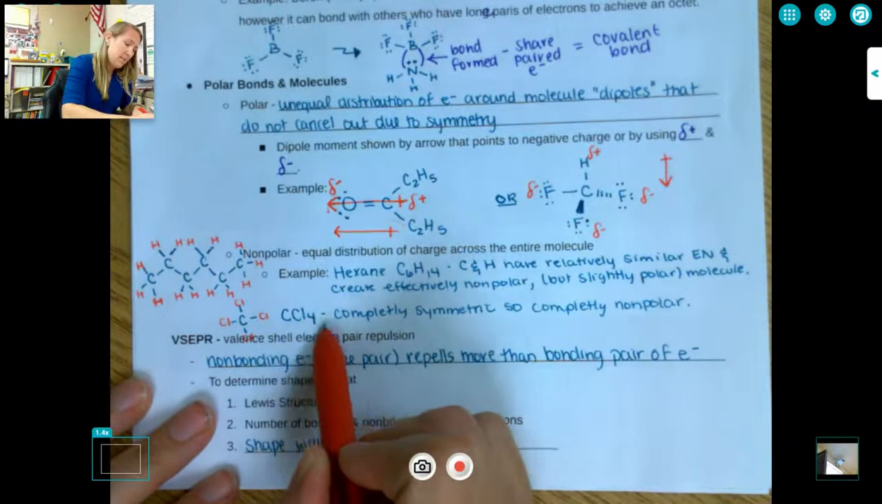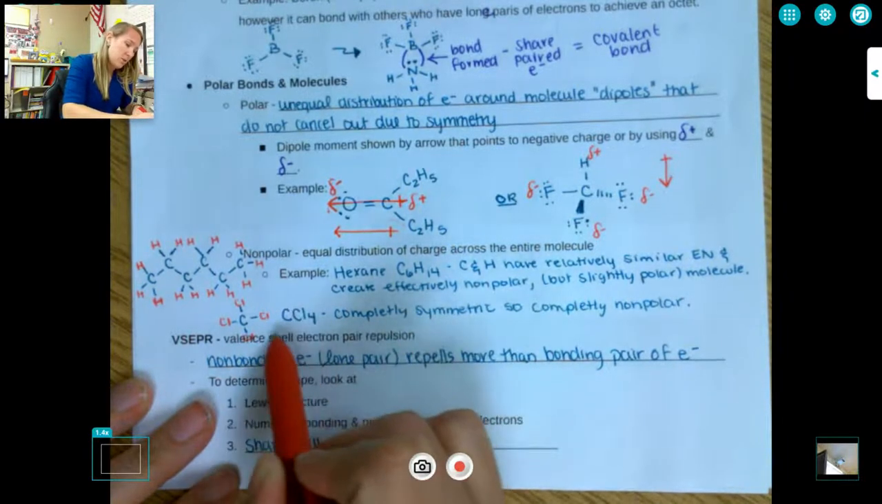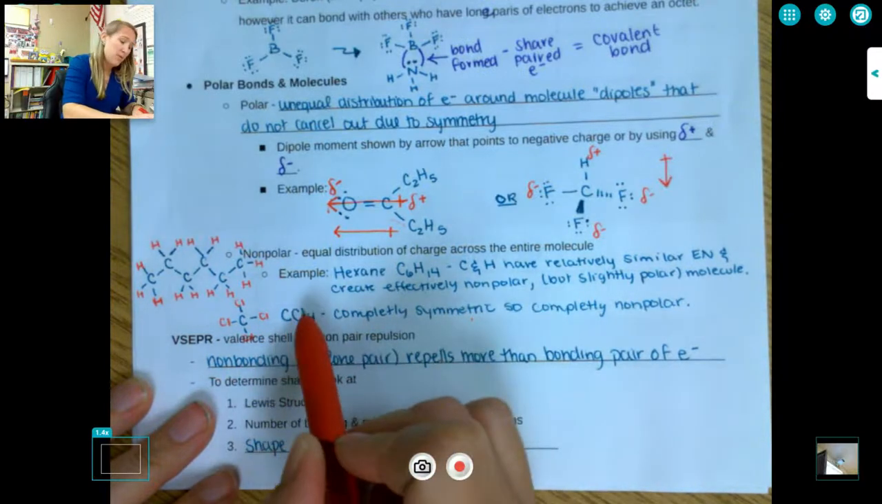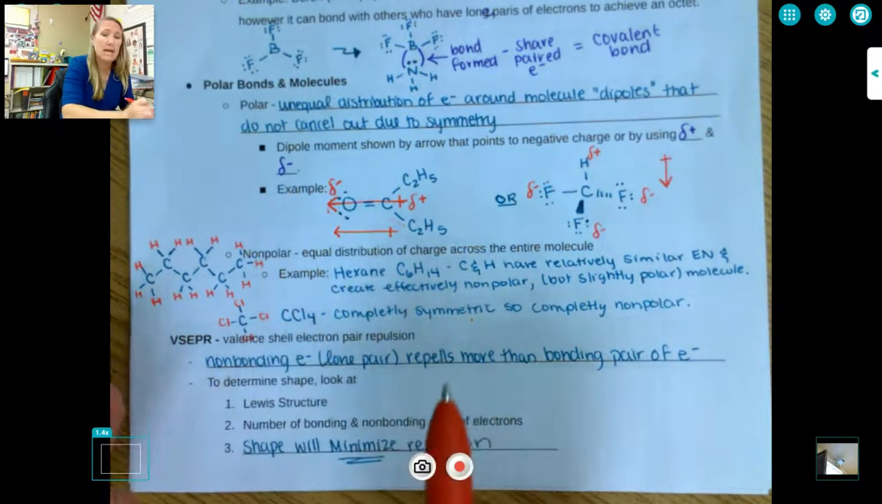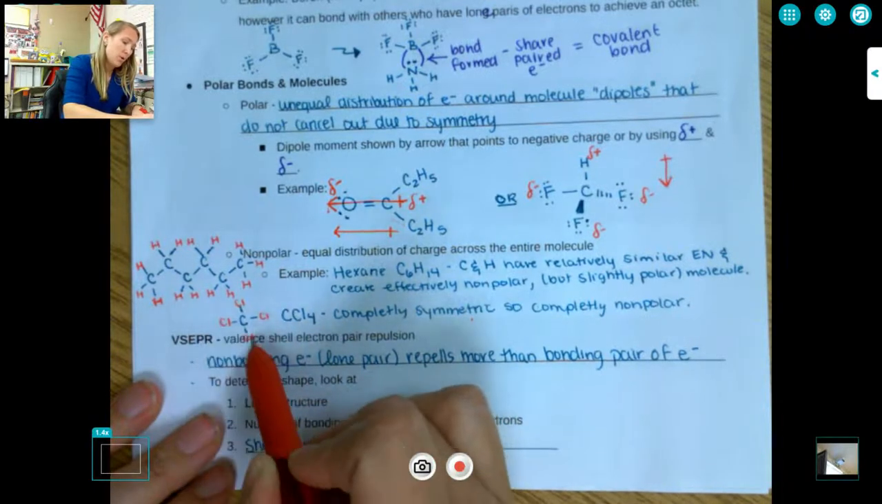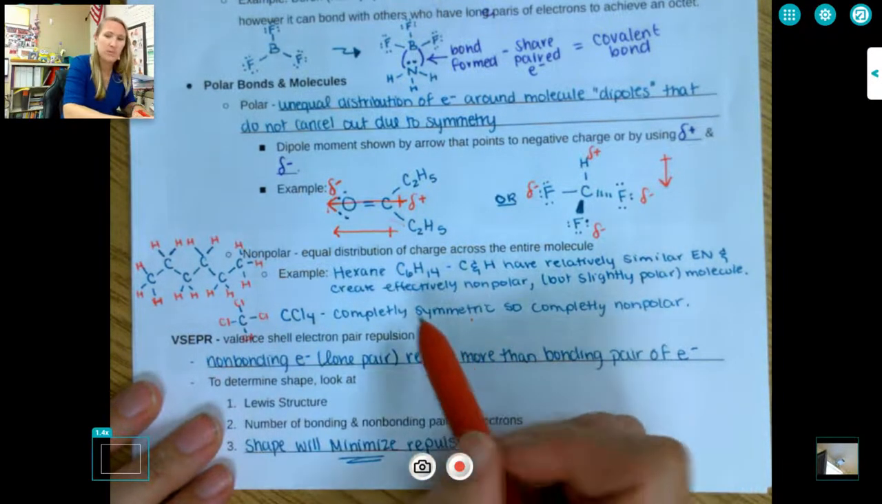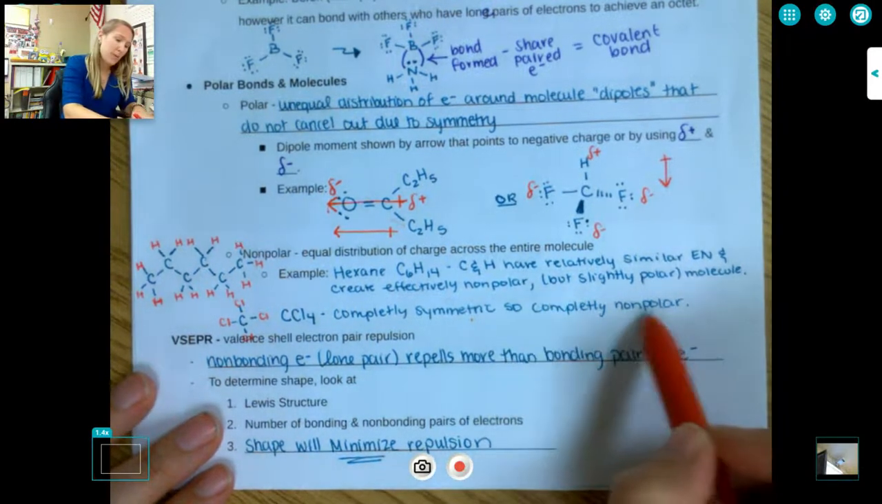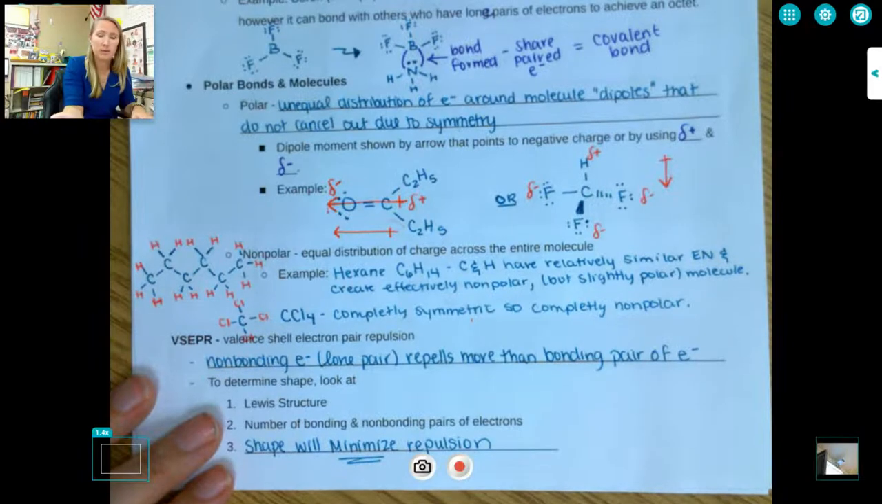And then same thing here, this molecule, carbon tetrachloride, is completely symmetrical. So even though my chlorines are way more electronegative than my carbons, because there's an equal pull all the way across the molecule, we say that those all cancel each other out. So all the dipoles cancel, and we end up with a completely nonpolar molecule.